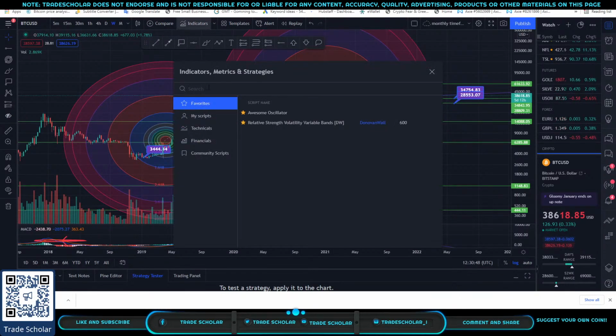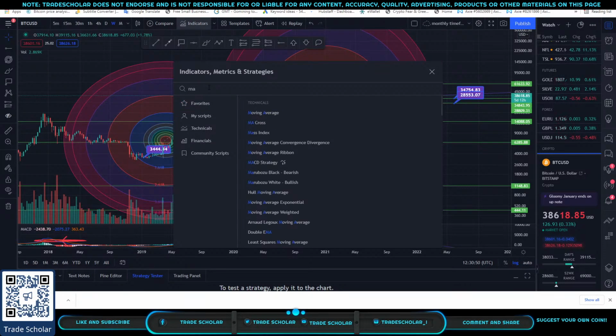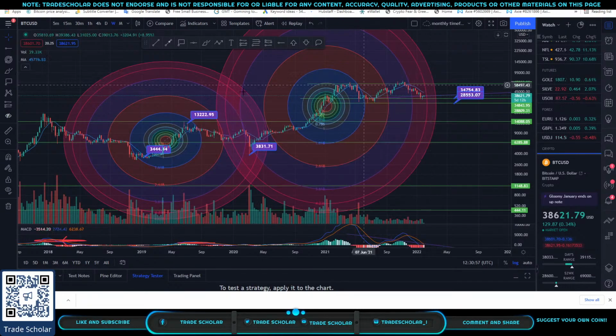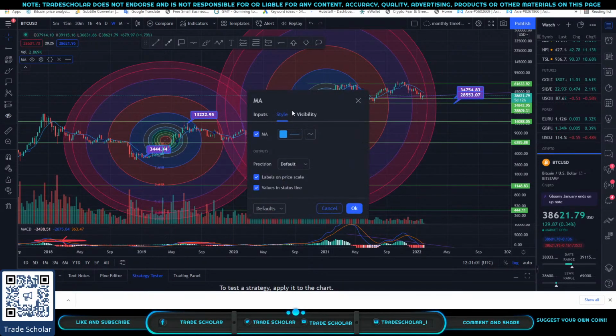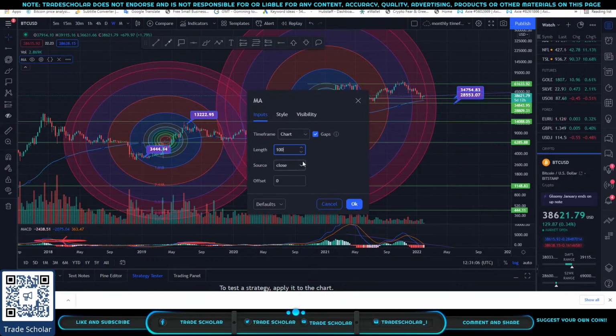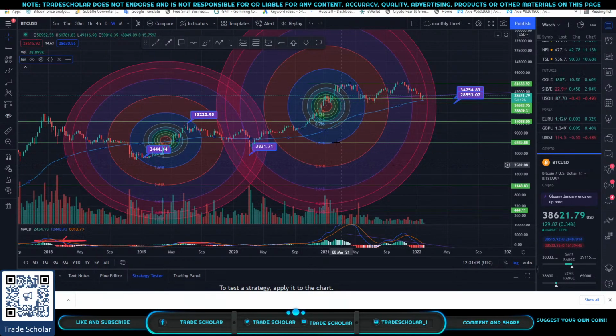And we have moving average here, MA. Moving average. Let's try the 100. So we have a support here in 100, 32661. We find a support in 32661, the same support where we are supported here.